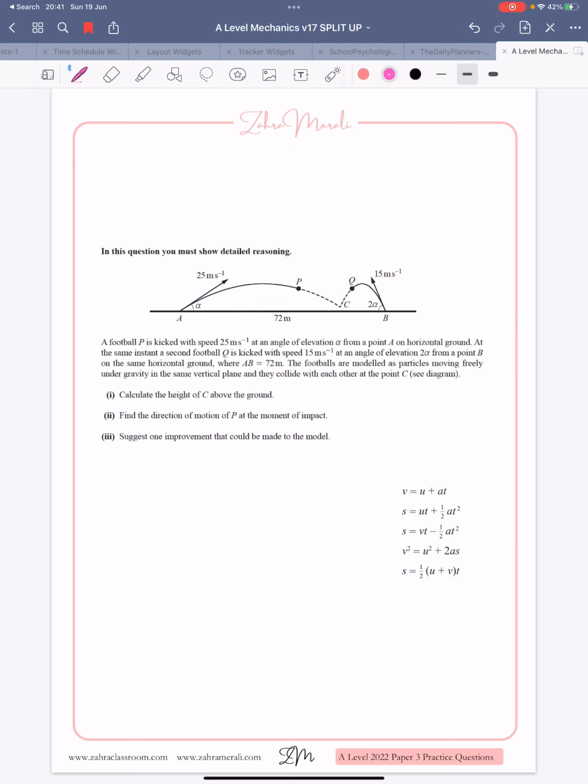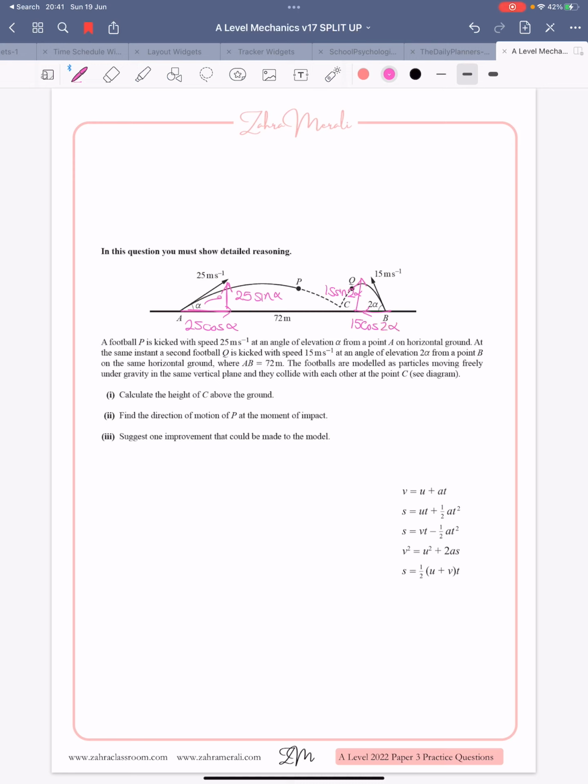Okay, we've got a projectile question here where we've got two things that are colliding in this case. So we've got a football kicked from one side and something kicked from the other side, and they collide. So let's start off by resolving these initial velocities. We've got 25 sine alpha, 25 cos alpha, this way here, and we've got 15 sine 2 alpha, 15 cos 2 alpha.